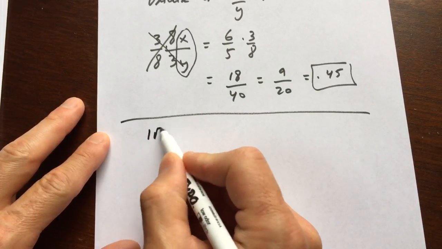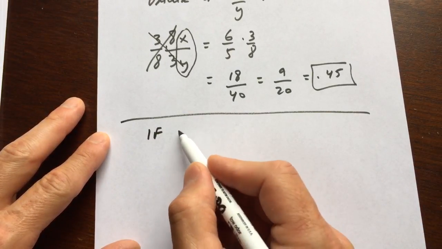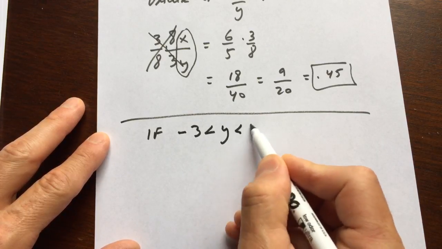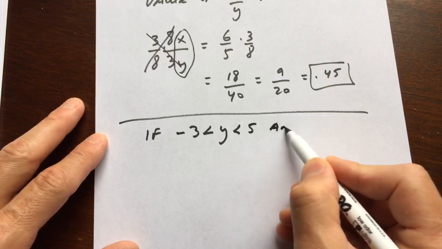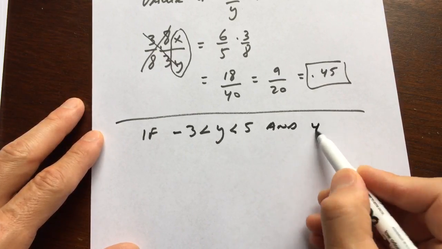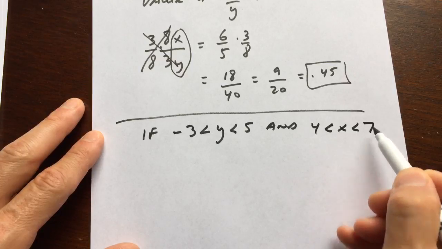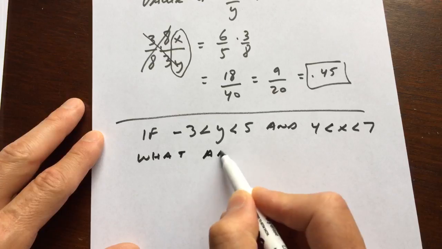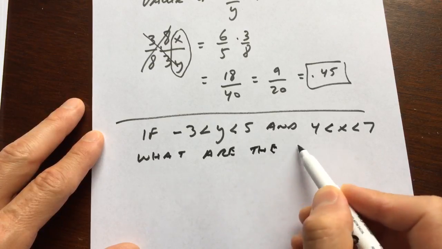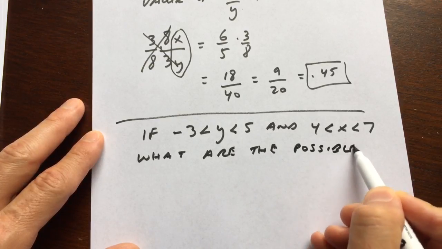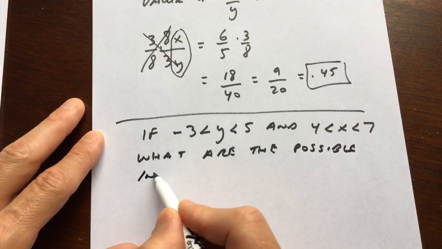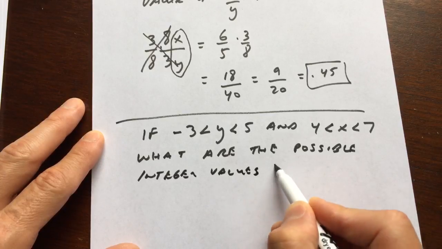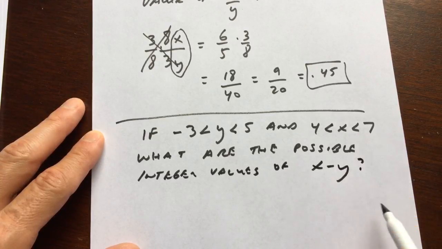So say they give you a compound inequality like this. They say if -3 is less than y is less than 5, right? And 4 is less than x is less than 7, okay, what are the possible integer values of x minus y, question mark.